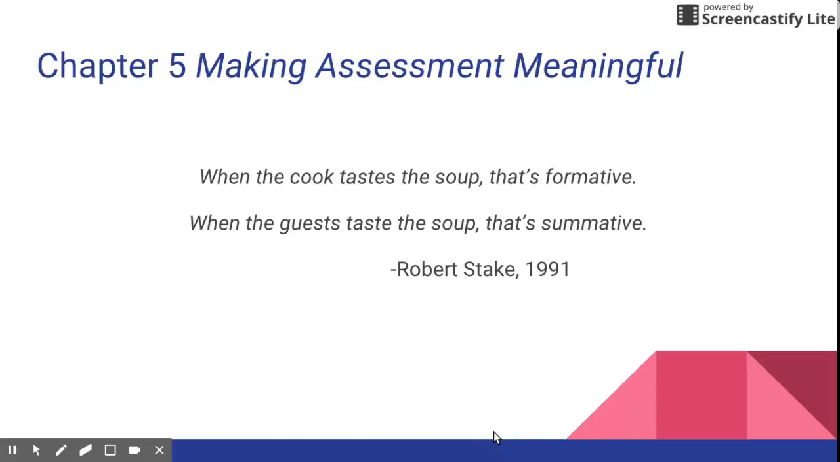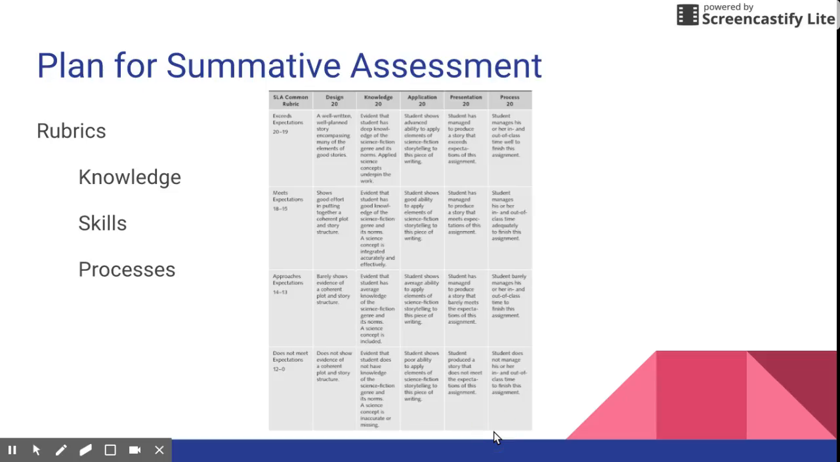Now, in Chapter 5, we look at making assessments and making sure that it's useful and meaningful. So a quote from our text that I thought was really useful was, when the cook tastes the soup, that's formative. When the guest tastes the soup, that's summative. It gives us a basic idea of the two different types of assessment. But let's go ahead and look a little bit deeper and look at summative. So summative is a final assessment, like the sum of the parts.